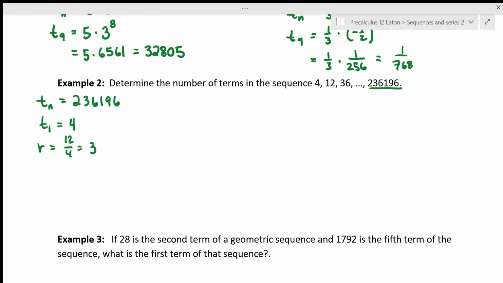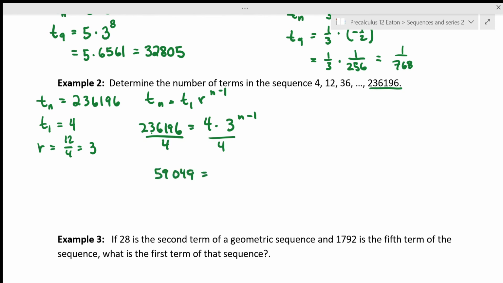All right, so we're going to start with our formula. T sub n is T1 r to the n minus 1. Okay, so now we've got some numbers we can substitute. We have 236,196 equals 4 times 3 to the power of n minus 1. So we're going to divide by 4, and we get 59,049 equals 3 to the n minus 1.